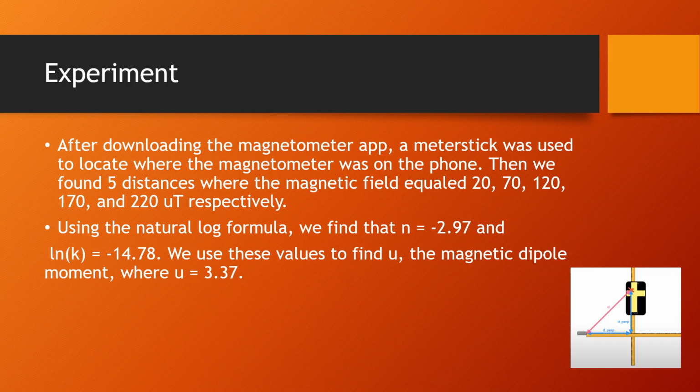And then using the natural log formula, in the last couple slides, we found that our slope of the line was negative 2.97, and the y-intercept, or ln k, was negative 14.78. We use these values to find u, which is the magnetic dipole moment, where u we found to be 3.37.